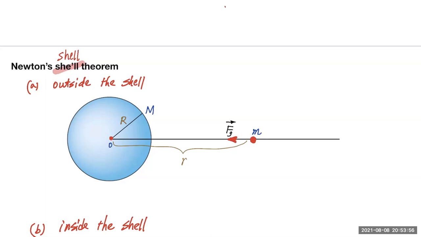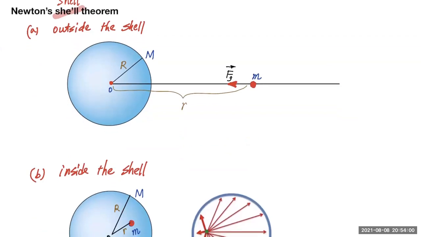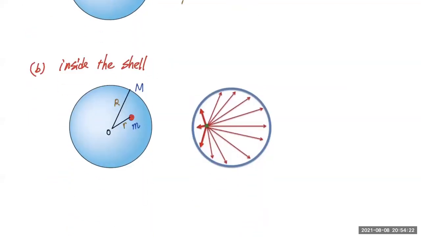Then the force would be equal to G times the mass of the shell, times the mass of the point particle, divided by the distance between the center of the sphere and the location of the point mass, which is small r in this notation. Again, we replace the entire spherical shell with a point mass of the same mass at its center. So this is part of Newton's shell theorem.